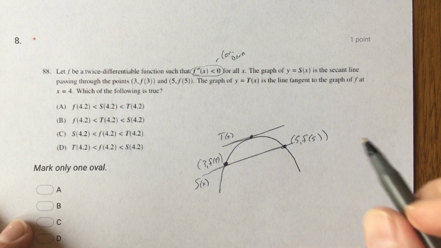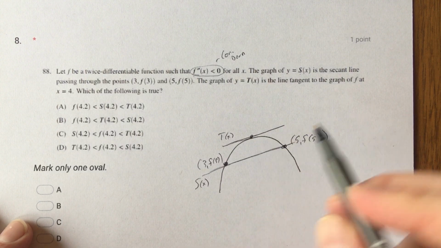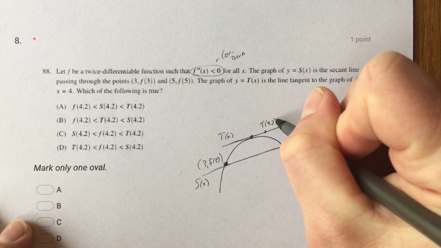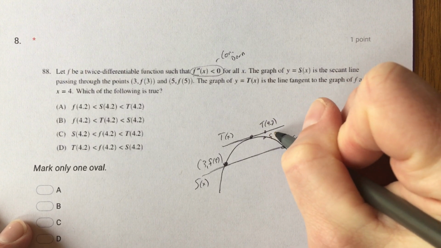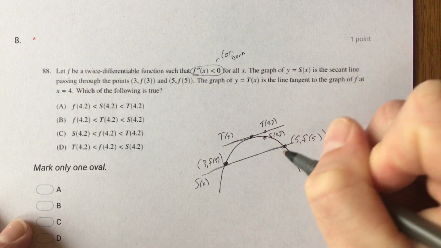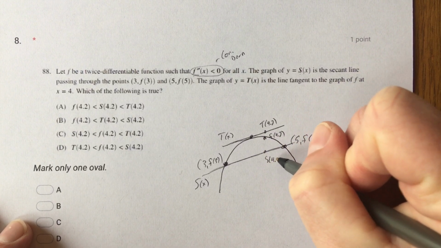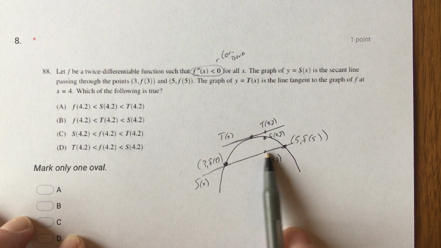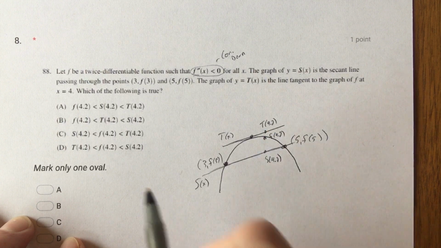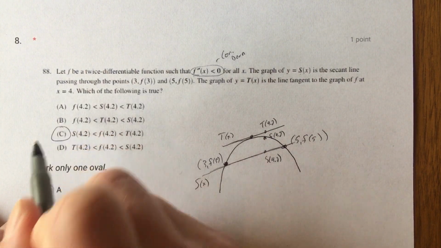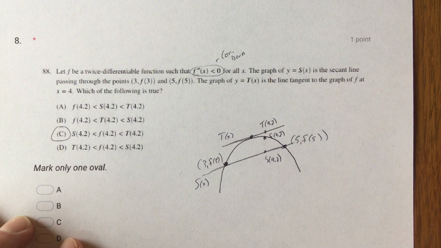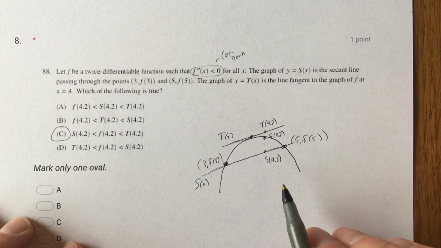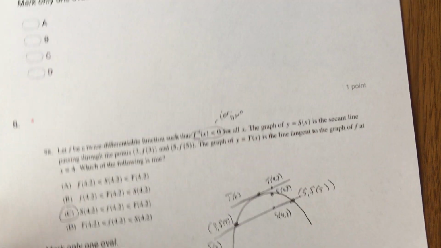So which of the following is true? We're going to move to 4.2. At 4.2, there's t of 4.2 on the tangent line. Here's f of 4.2, that's the actual function value. And then here's s of 4.2, the secant line. So what's true? The secant line value is smaller than the function, which is smaller than the tangent line, and that's C. So once you see it like that, it's not too hard, but understanding it at first was a little bit tricky, right?